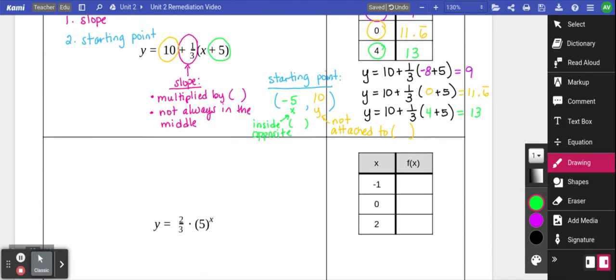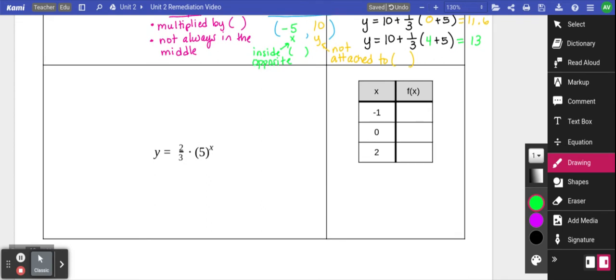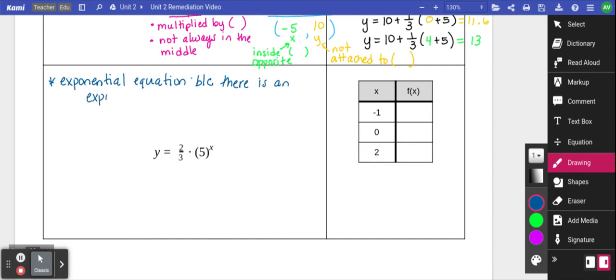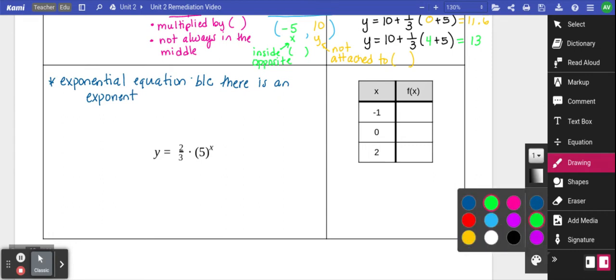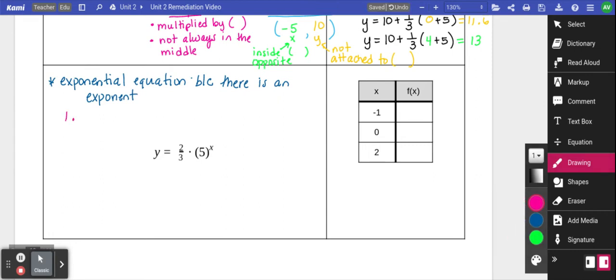Now, the last type of equation that we're going to look at looks a little bit different. You'll notice that this equation is not a linear equation anymore. This is going to be an exponential equation. And the reason that I know that is because there is an exponent. In an exponential equation, there are two pieces of information that we're going to find. We're going to find the starting y value of the equation, and we're also going to find the multiplication pattern.